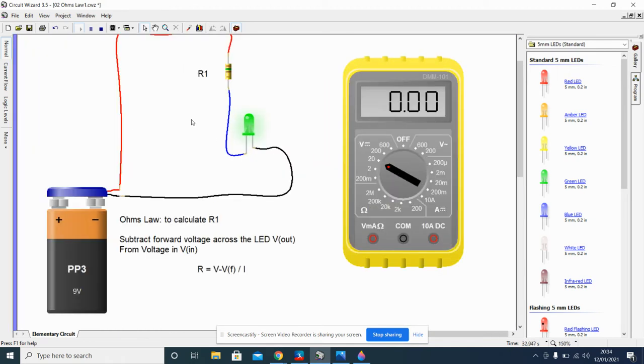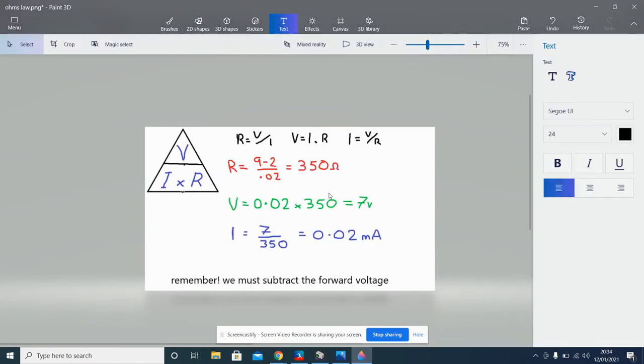Now, how do we calculate those things if they're not given to us? Okay, so this is the Ohm's Law formula here, where we have voltage, I for current, and R for resistance. And we can find any one of the elements in that previous circuit by just covering whichever one we're looking for and working out the formula.